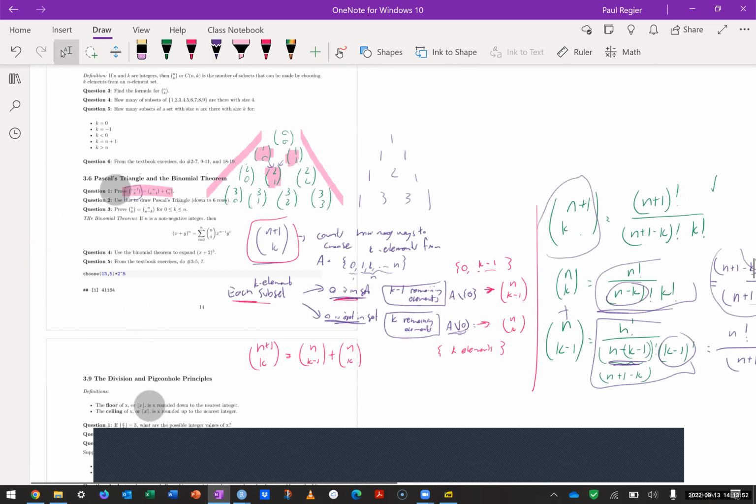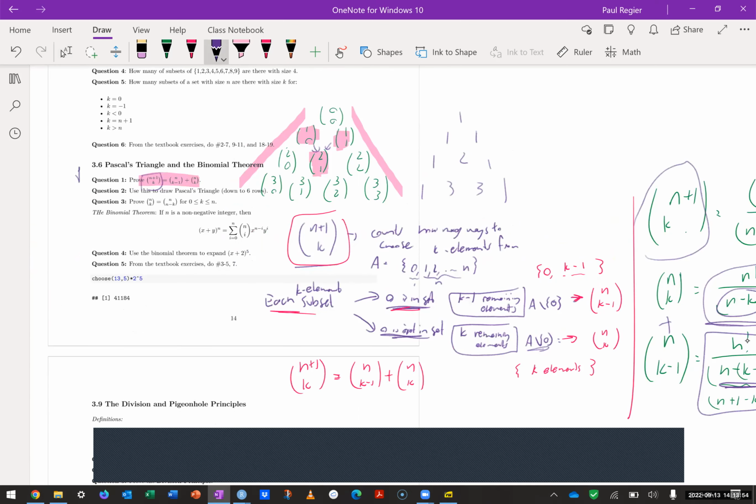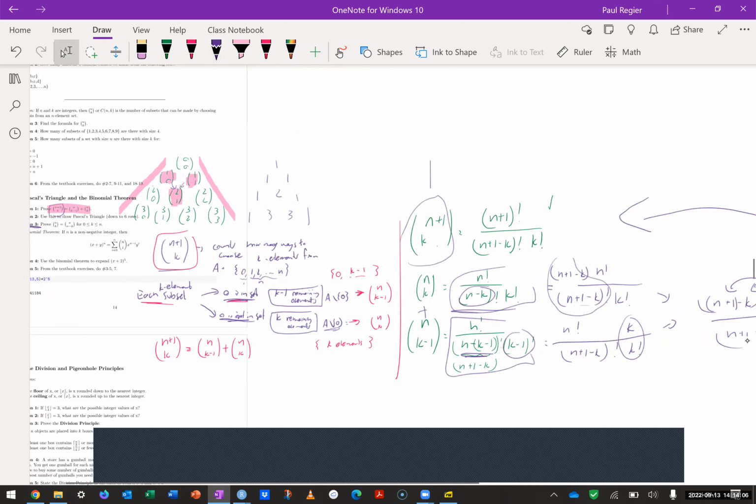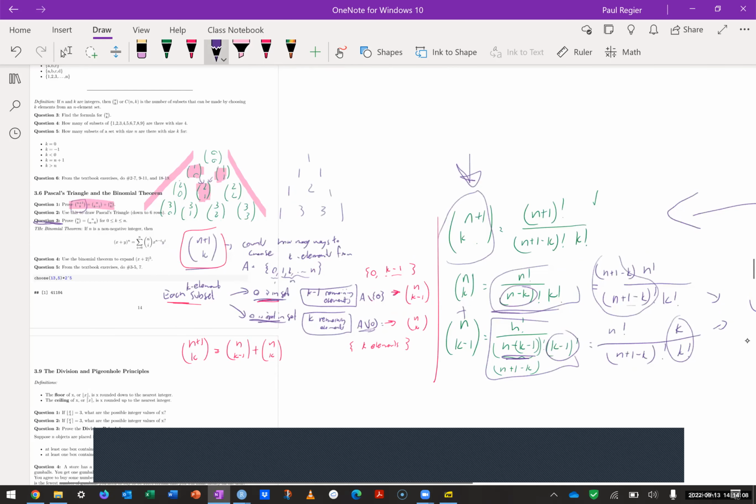So we have proved question 1 in 2 different ways. Question 3, I'm going to get you guys to do. You can prove that using algebra. Go the algebraic approach. And it shouldn't be too bad.